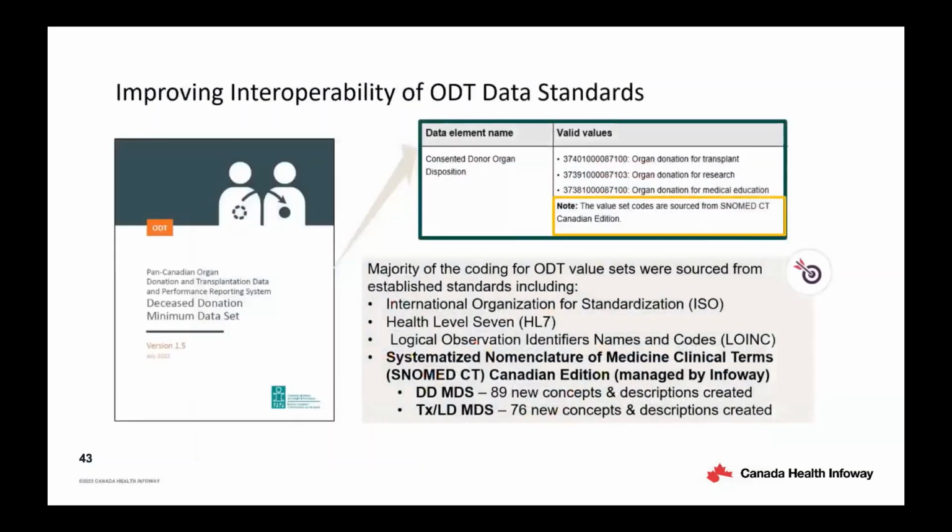And I'll just show you a little bit of a snapshot of a major project that we have going on with CIHI, who might have mentioned it as part of their delivery, as part of the organ donation and transplantation performance reporting system modernization. We're working to develop the ODT data standards that include many standards, one of which is SNOMED CT. And here we've shown that we've created concepts for both the deceased donor and transplantation and living donor minimum data sets as part of this collaborative initiative.